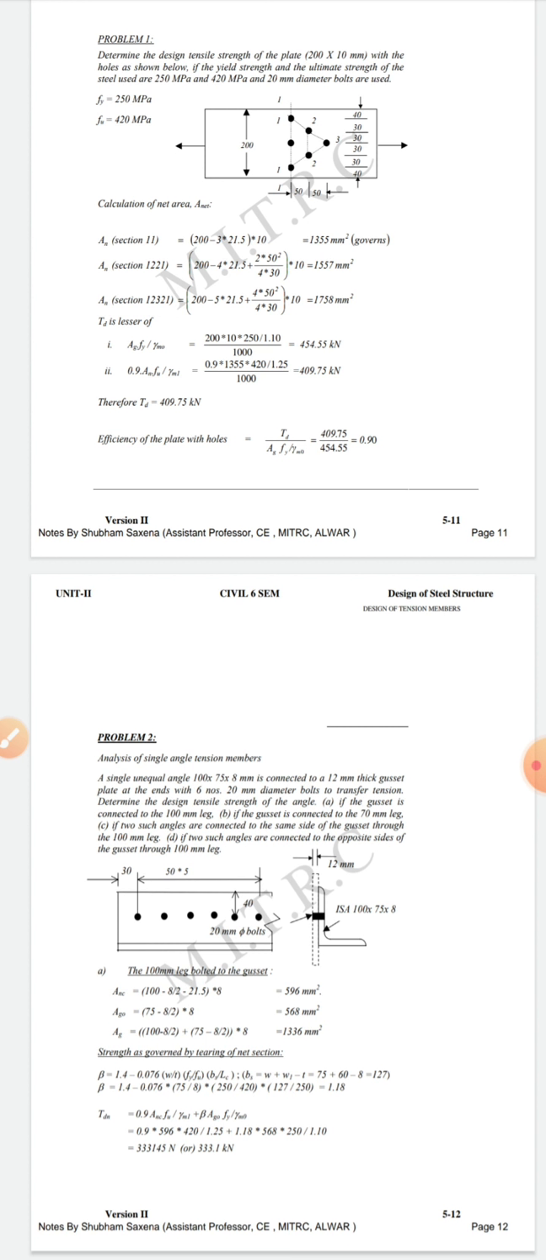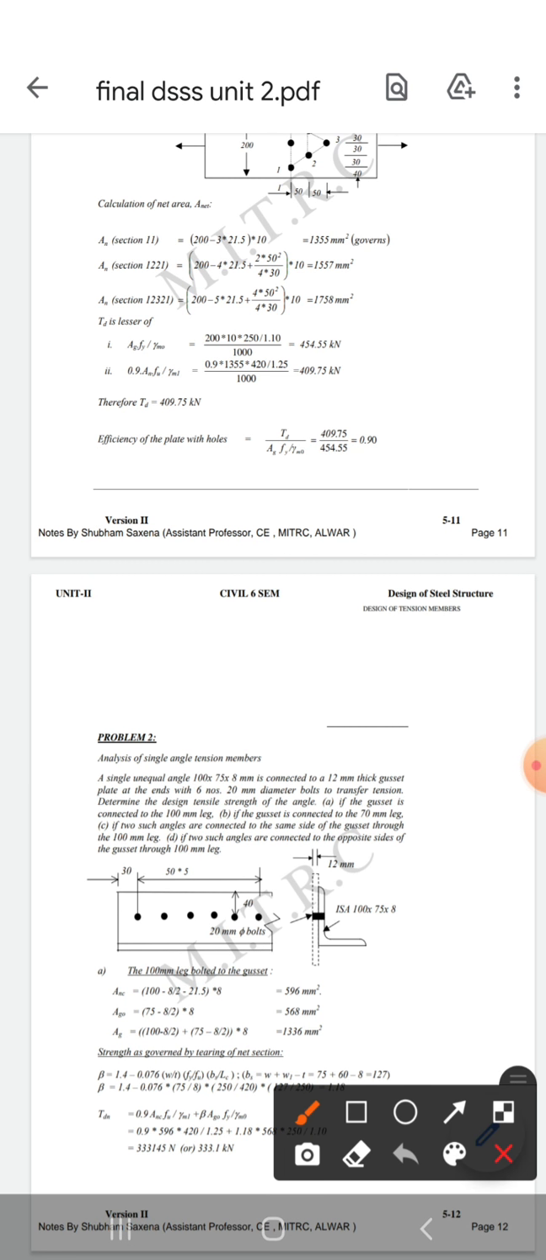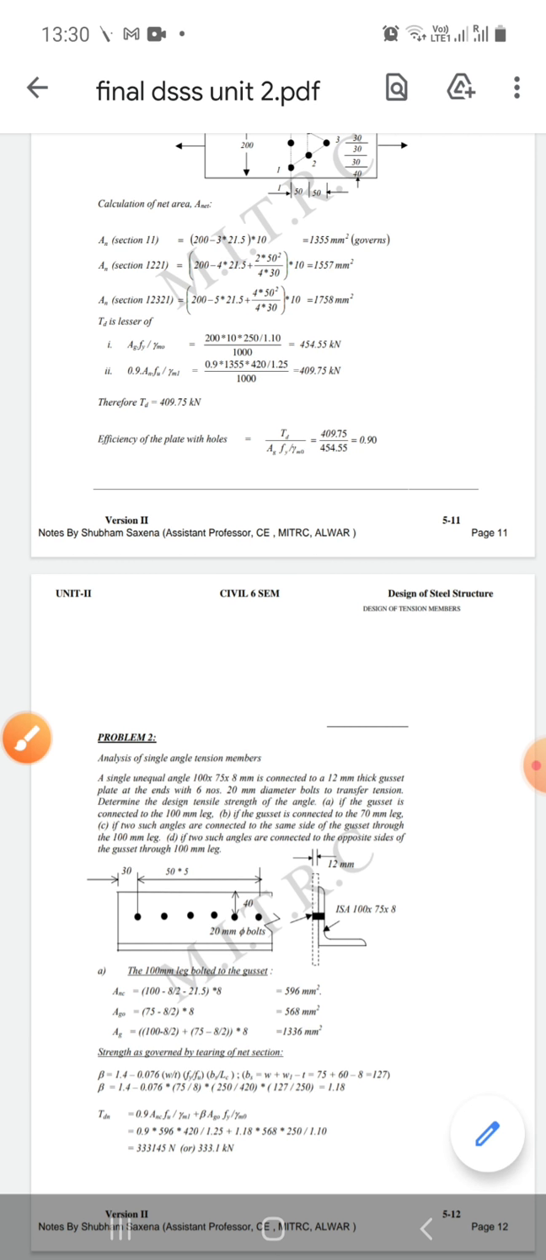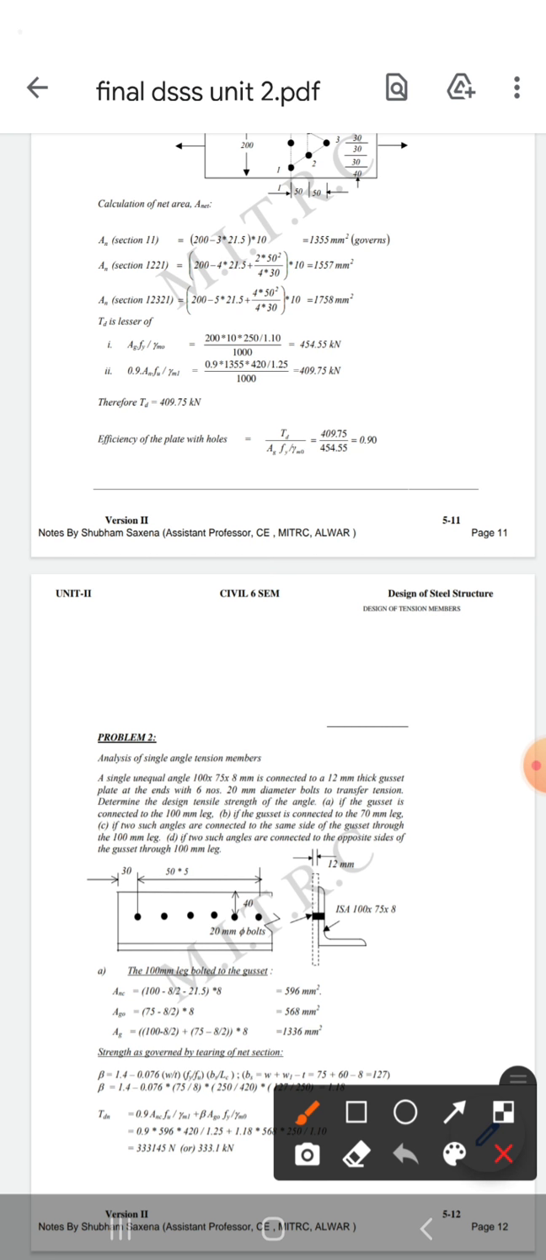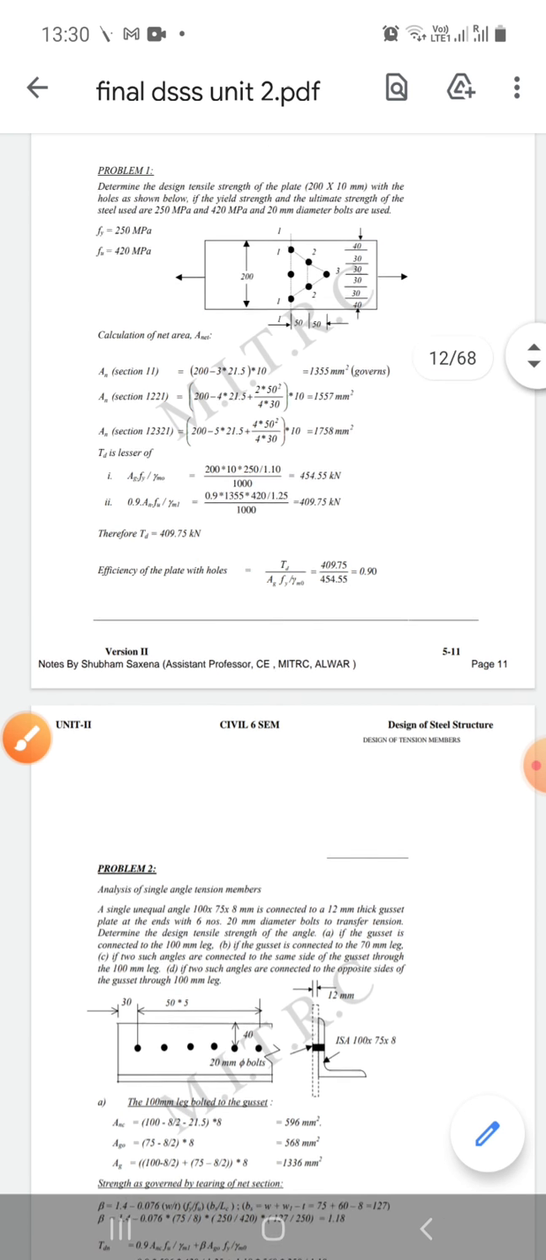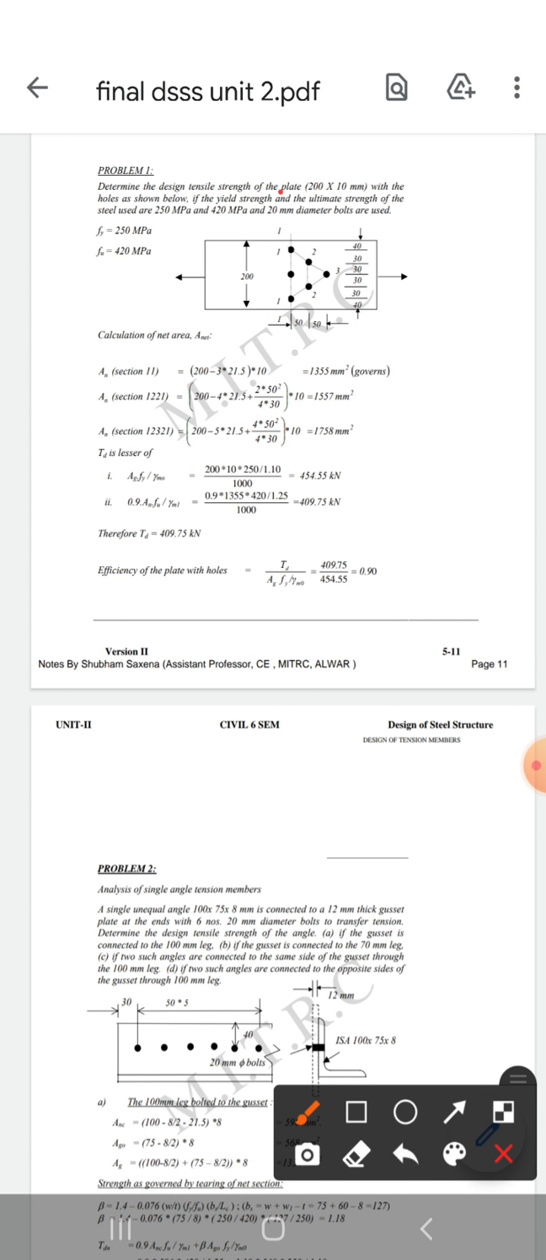First we'll see the possibilities of failure, which means what path can be taken. First path is 1 1 1 1. As you can see, this is the first path. In the first path, there are 3 bolt holes.